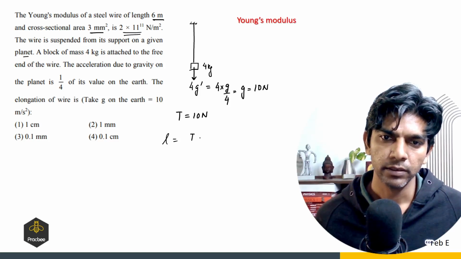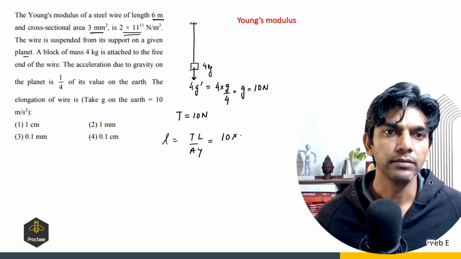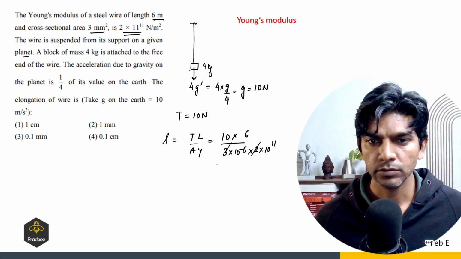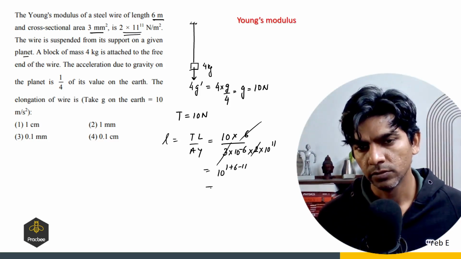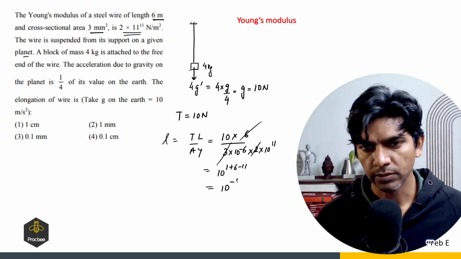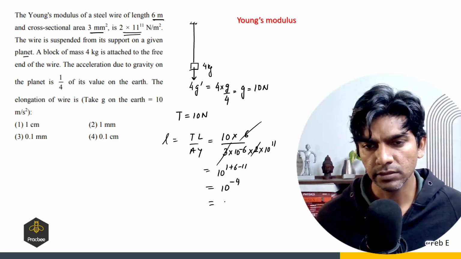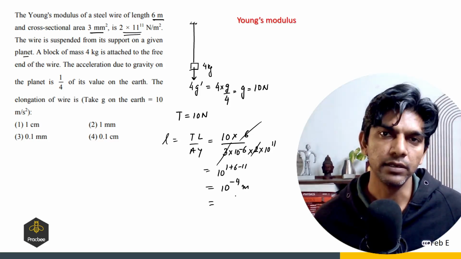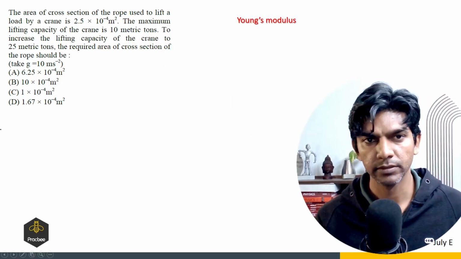So l will be T L upon AY, and tension is 10. Length is 6 meters. Area of cross section is 3 into 10 raised to power minus 6. Young's modulus is 2 into 10 raised to power 11. So 6 will get eliminated. So that will be 10 raised to power 1 plus 6 minus 11. So that will be 10 raised to power minus 4. This is in meters, right? So if I multiply this with 1000, we'll get answer in millimeters. So that will be 0.1 millimeter. So option 3 is the right answer.